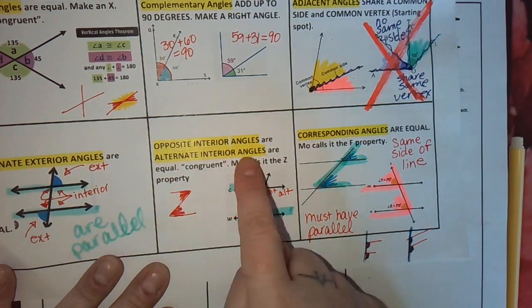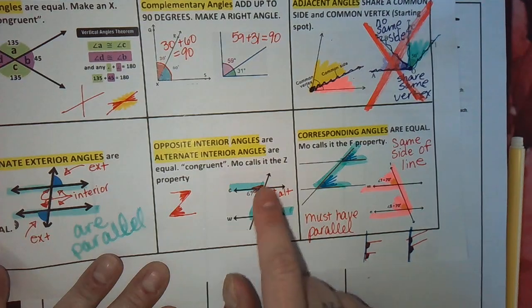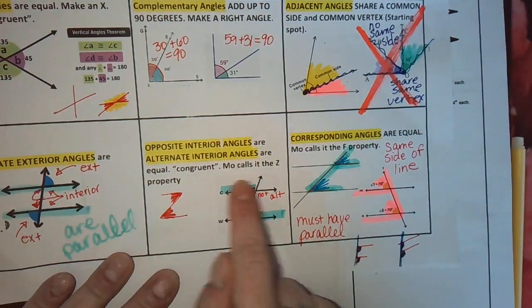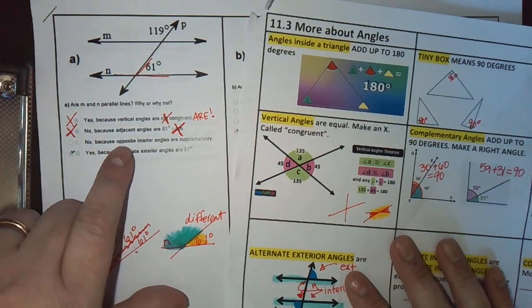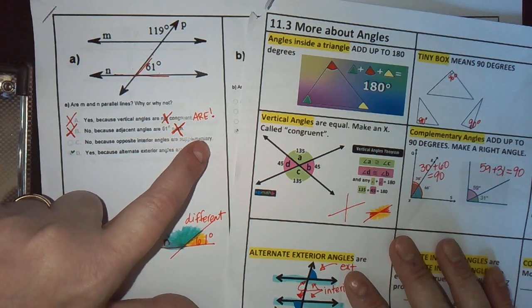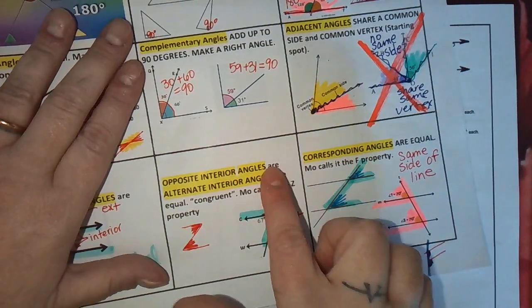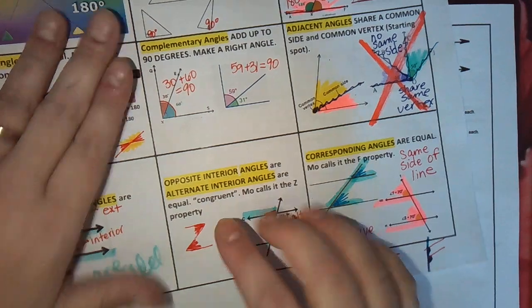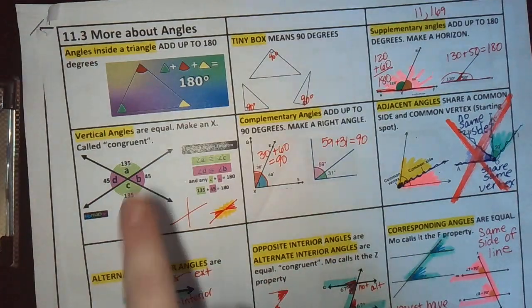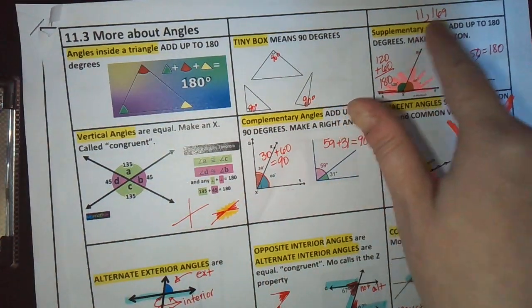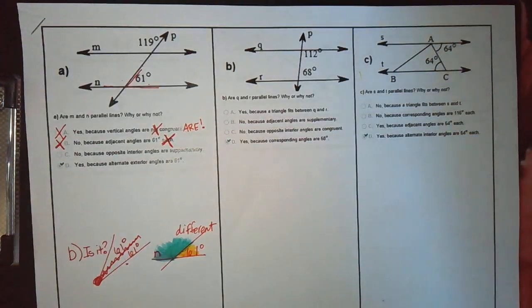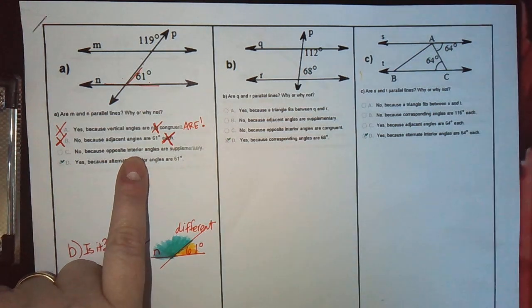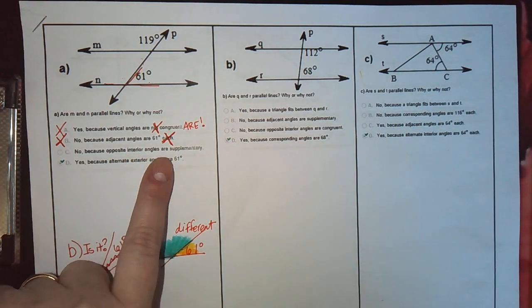Opposite interior angles. Okay, it's like the inside of the Z. Oh, and it says the inside of the Z are congruent. Okay, let's see what ours said. No, because opposite angles are supplementary. I didn't write anything down here about supplementary. The only things that are supplementary are the things that say supplementary. So, no, because the opposite interior angles are supplementary.